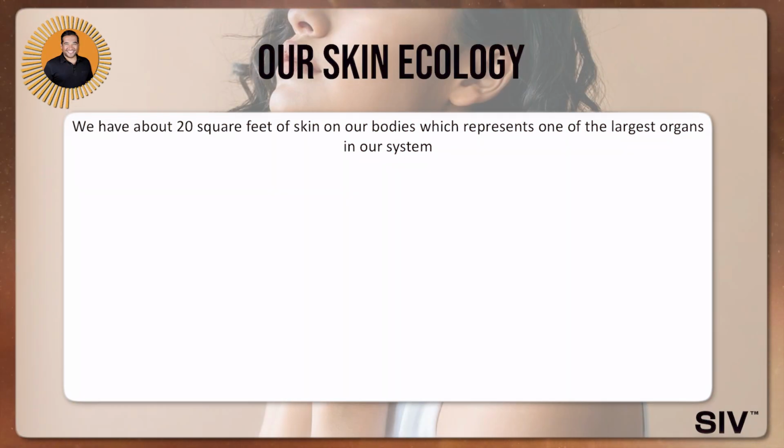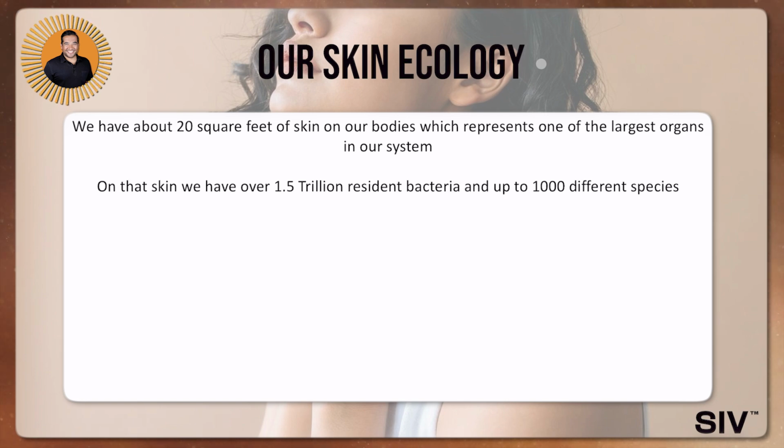So let's look at our skin ecology. To start off with, we have about 20 square feet of skin on our bodies, which represents one of the largest organs in our system, and I think most people have heard that already. Now, on that skin, we have over 1.5 trillion resident bacteria and up to 1,000 different species. So it's almost a 35-to-1 ratio of skin cells to bacteria and microbes.